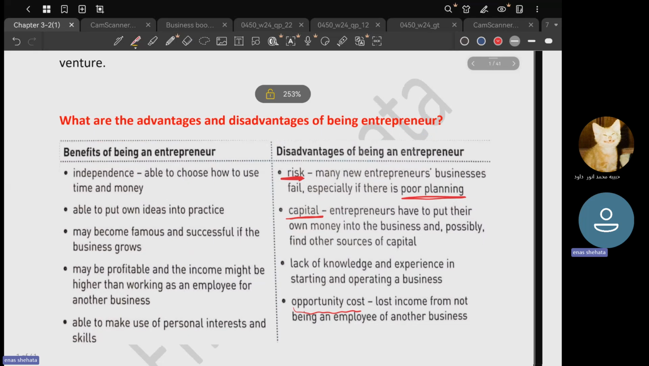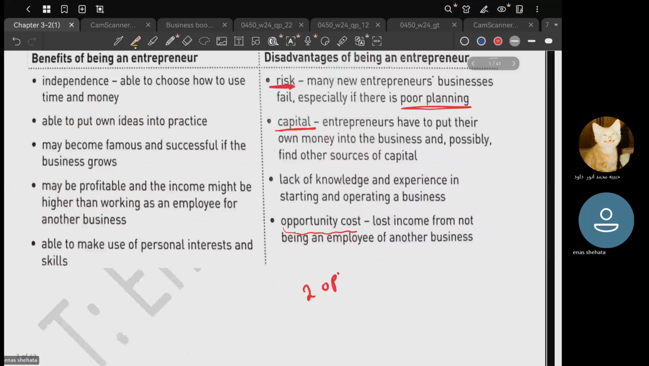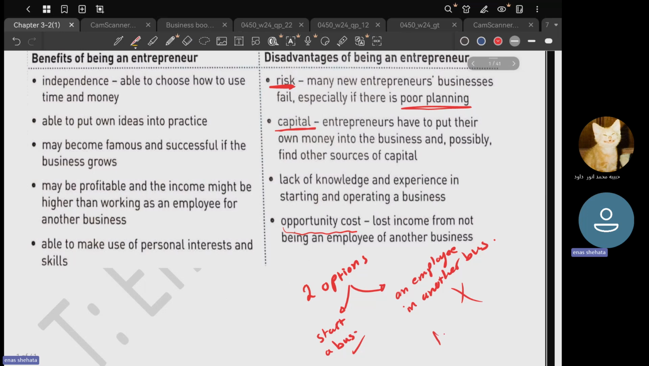Why? Because you have two options, as we said. What are these two options? Start a business or be an employee in another business. So you choose what? I choose this. So it means that you cannot be an employee in another business. So if I'm not an employee in another business, it means that I lost income or I lost salary from here.